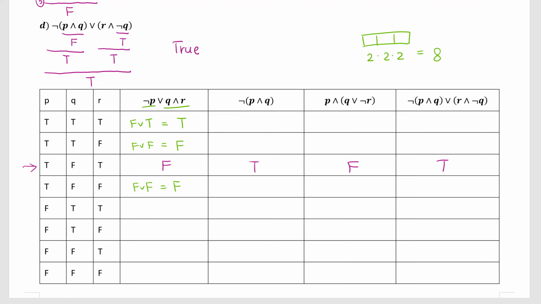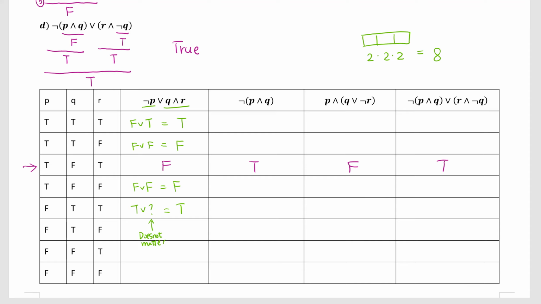And then continue, we have not P. P is false, not P is true. Well, we have true or something. Actually, we don't need to know what this thing is, because true or whatever is true. And this one does not matter.